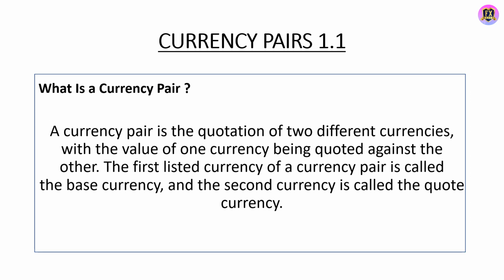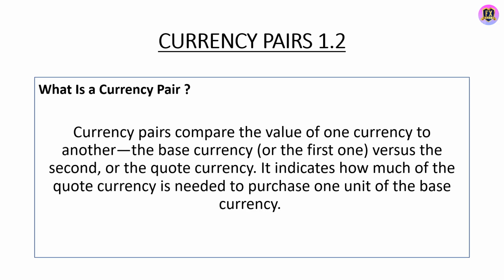What is a currency pair? A currency pair is the quotation of two different currencies, with the value of one currency being quoted against the other. The first listed currency of a currency pair is called the base currency, and the second currency is called the quote currency. Currency pairs compare the value of one currency to another, the base currency, or the first one, versus the second, or the quote currency. It indicates how much of the quote currency is needed to purchase 1 unit of the base currency.